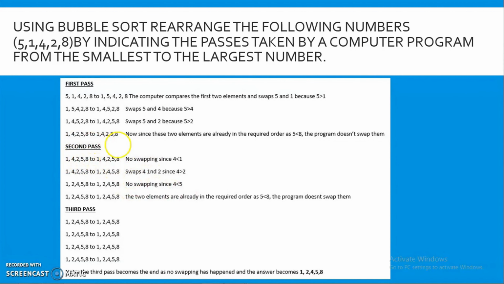comparisons, no swapping happened. So in our case, we compare 1 and 2, no swapping happens. You again come here, 2 and 4, no swapping happens. Then 4 and 5, no swapping happens. 5 and 8. So this completes that pass. We can comfortably say that no swapping happened, and that marks the end of our sorting. And the answer is now 1, 2, 4, 5, and 8. Thank you.